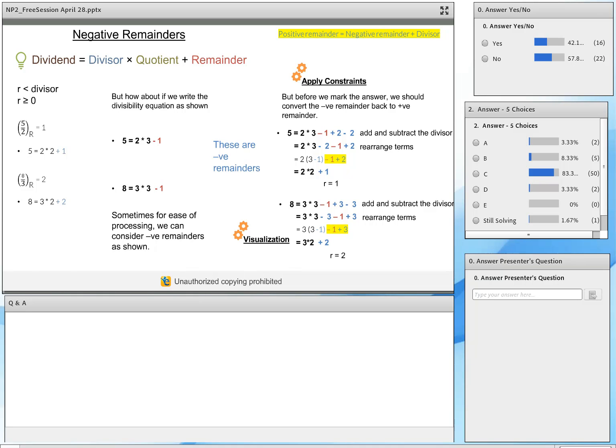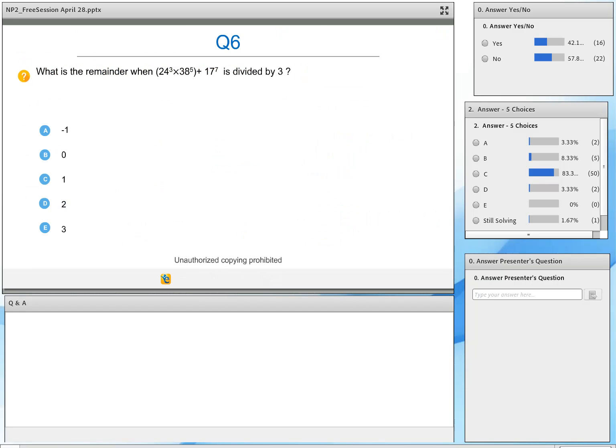Okay, so again, why do we use negative remainders? For ease of processing. I'm going to show you the application of negative remainders in this next question, and then I'm going to give you question number 7 to solve on your own. What is the remainder when 24 cube times 38 to the power 5 plus 17 to the power 7 is divided by 3?